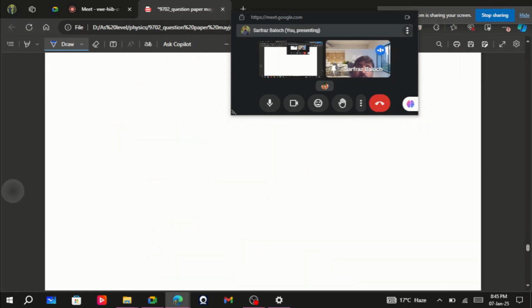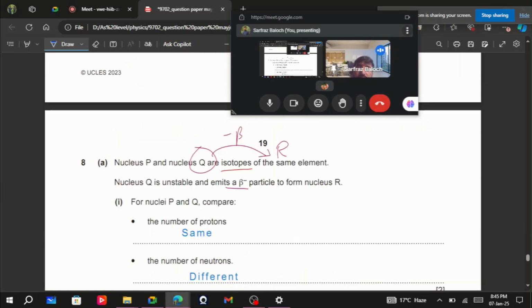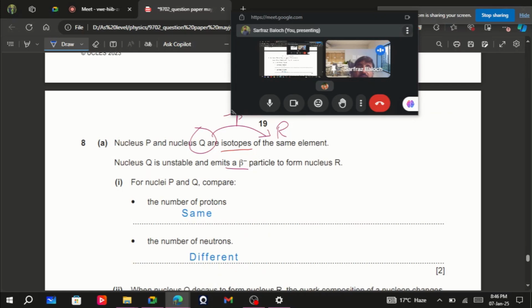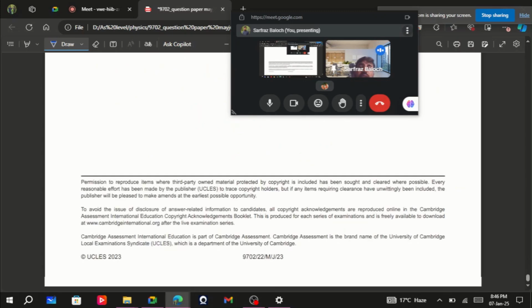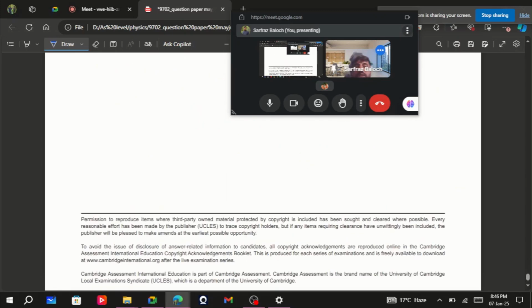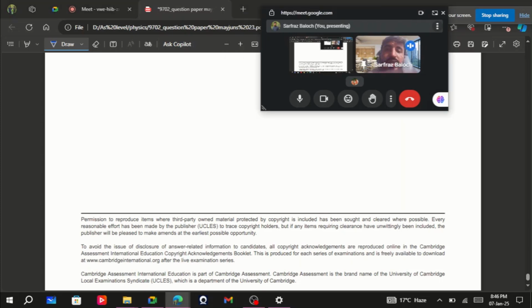Next is again alpha decay and beta decay. We have done this thing and repeated it. Quarks and anti-quarks. So I think nothing was new in this paper. Now we are going to the next paper.